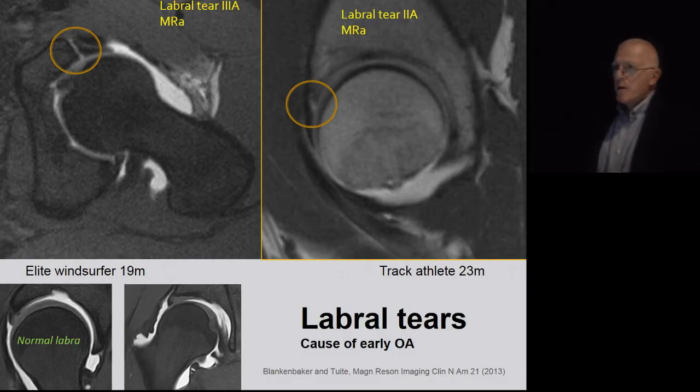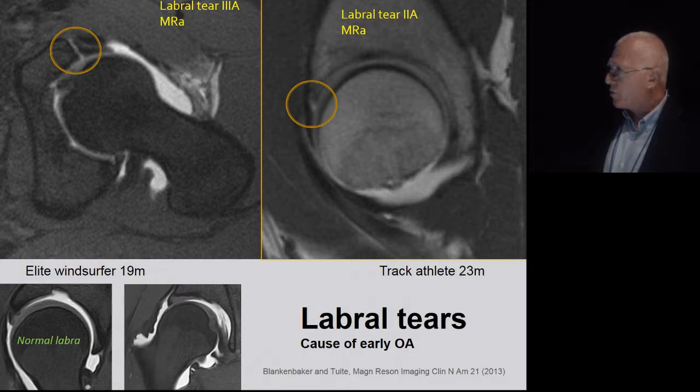Labral tears have also been considered to be one cause of early osteoarthritis, not as important as the cam-type femoral acetabular impingement or the developmental dysplasia of the hip, but it seems that there is indication in the literature that a long-standing labral tear contributes to early osteoarthritis.